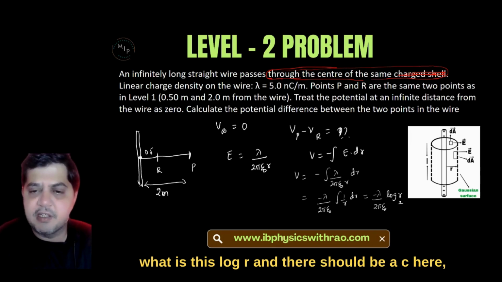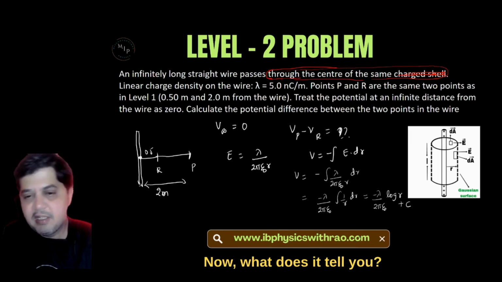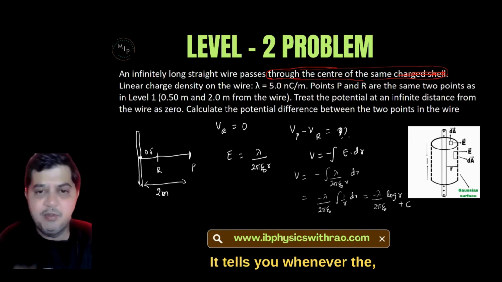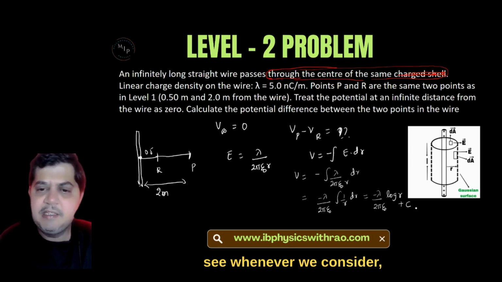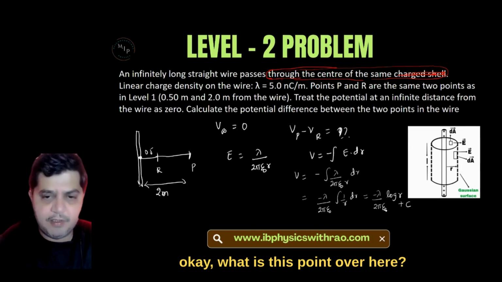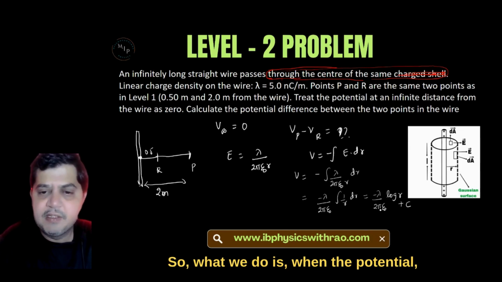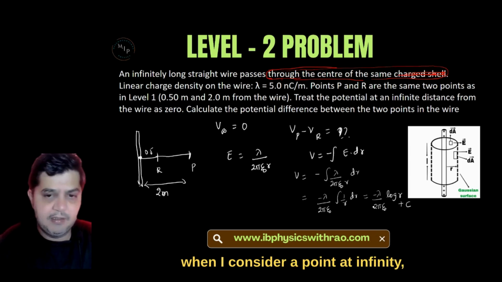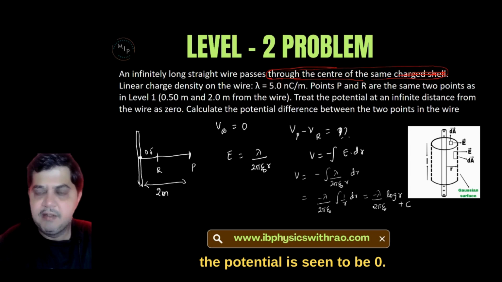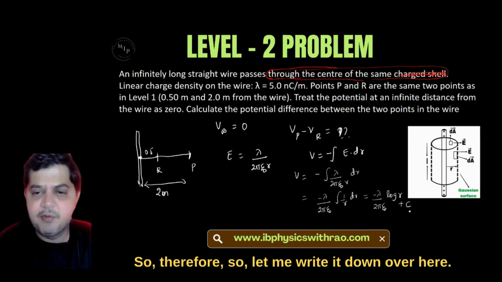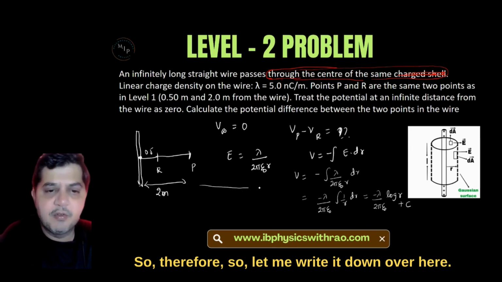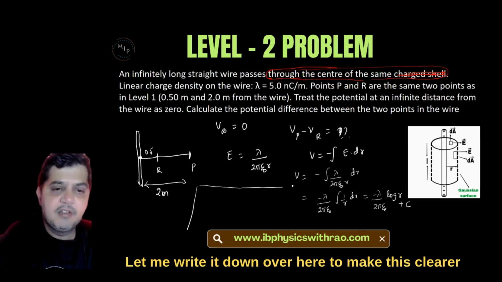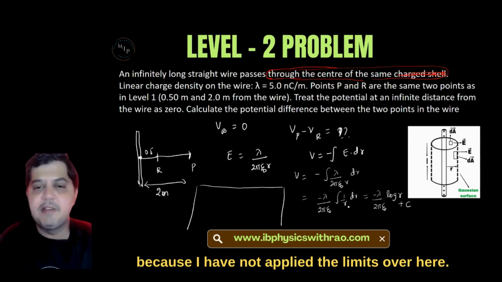And there should be a c here, a constant of integration. Now what does it tell you? Whenever we consider the point at infinity, the potential is seen to be 0. That's what it says. So let me write it down over here to make this clearer, because I have not applied the limits over here.